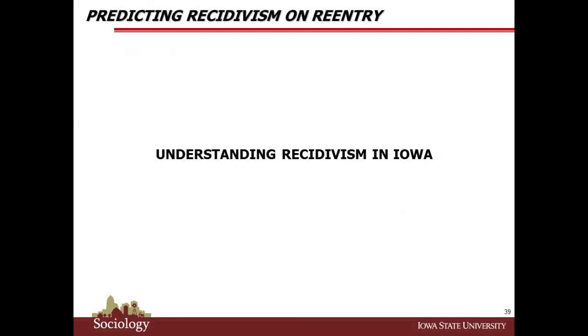There are several implications for research and practice from this research, and we drew many of the implications that we're going to talk about today from our interviews that we did with 24 parole officers throughout the state of Iowa. The implications that we're going to talk about today are for risk assessment, treatment assessment, and subpopulation differences.